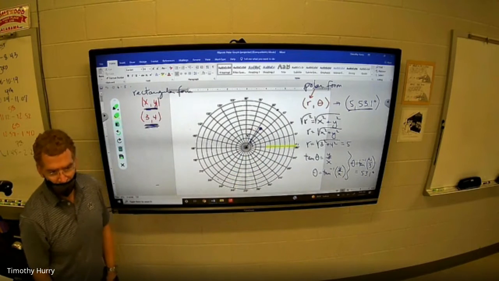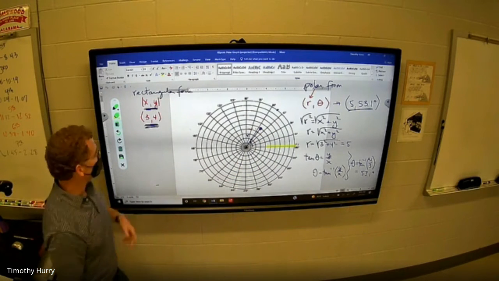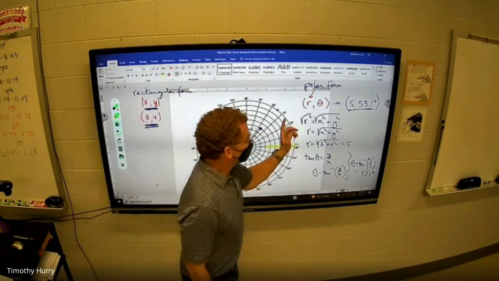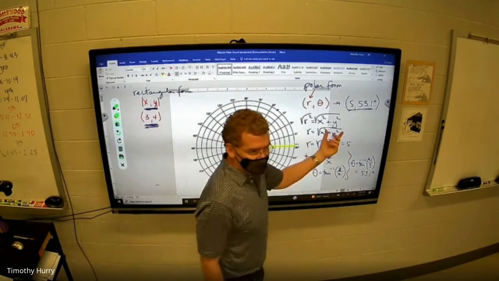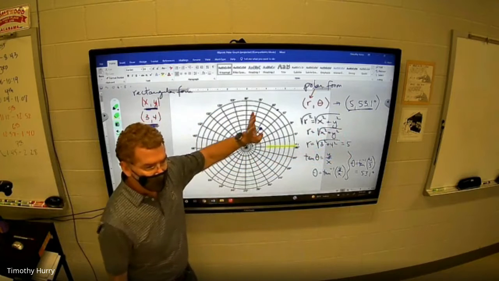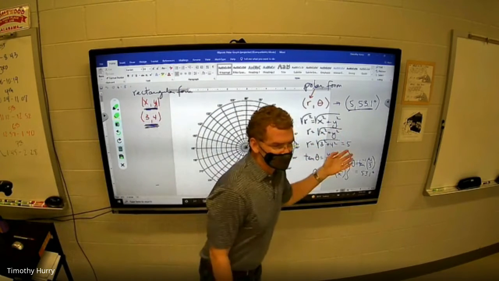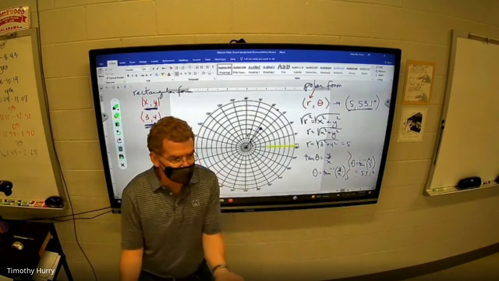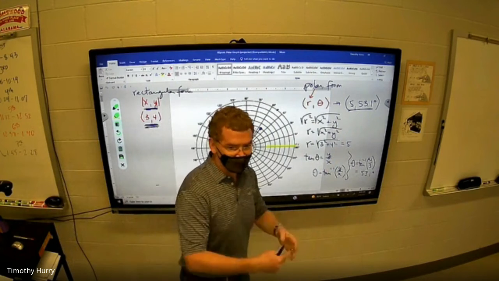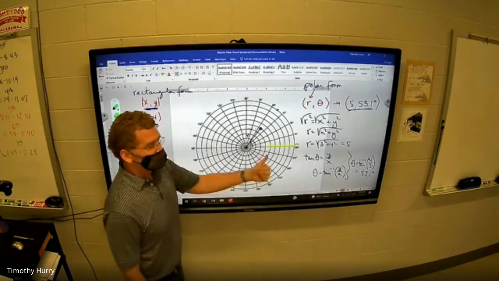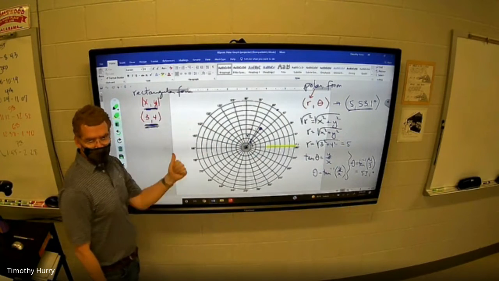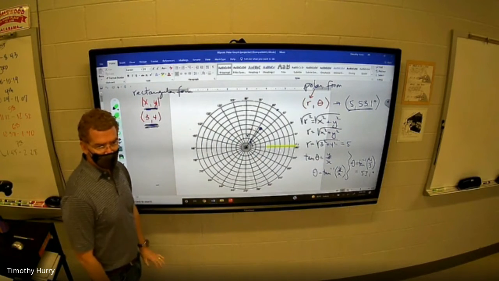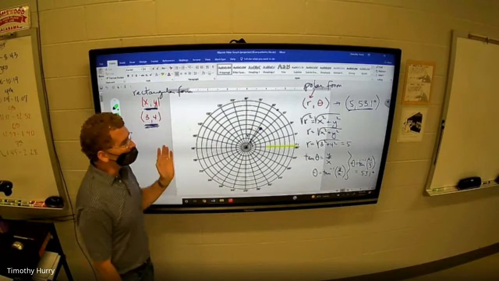Are you with me? So the conversion is always to find the R value. You take the square root of the sum of the squares of x and y, and to find the angle, you're going to inverse tangent with y over x. That's just using your tangent rule. But don't forget to add 180 if my point was in the second or the third quadrants. Are y'all with me? Okay, what if I'm going the other way?